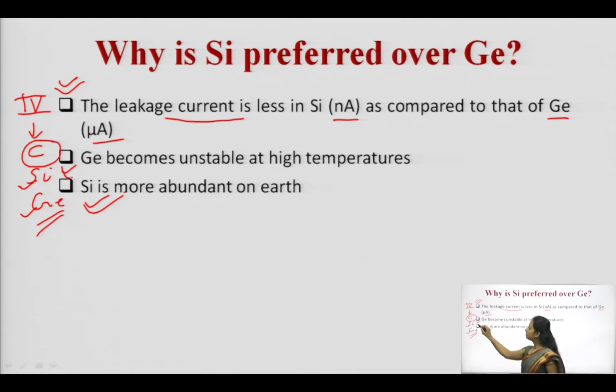And one factor is the disadvantage for germanium. Germanium becomes unstable at high temperatures. So, if there is a variation of even a small temperature, its behavior looks unstable. It means if we use germanium for the fabrication of devices, their characteristics and behavior will not be very stable, because of its unstable nature. So, these are the three important factors because of which silicon is preferred over germanium.